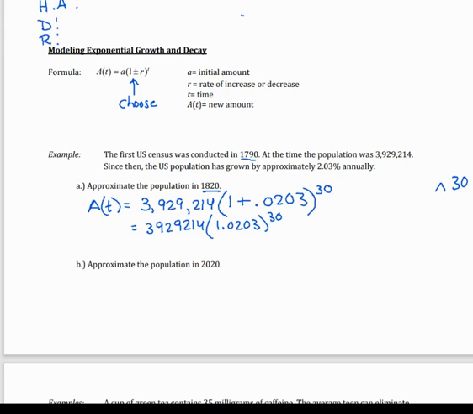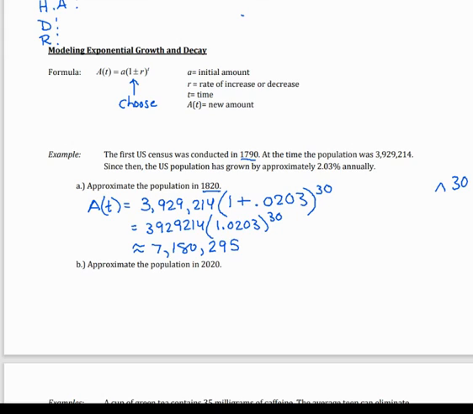Gives me something like 1.827. I'm going to keep that in my calculator, though. I'm not going to round it because I want to be as exact as possible. Once I have that answer, I'm going to multiply by the 3,929,214. And when I do that, I get approximately, because now I'm going to round at the end, 7,180,295. And since it's people, we don't want to put a partial person. So I rounded it to the nearest whole.